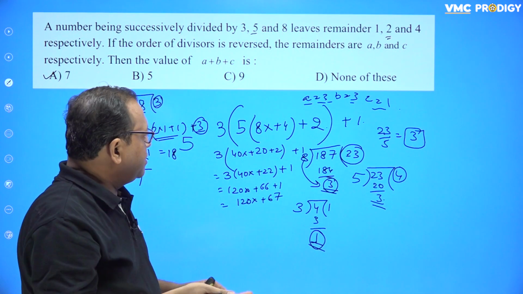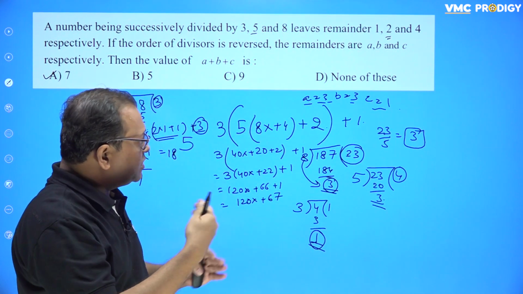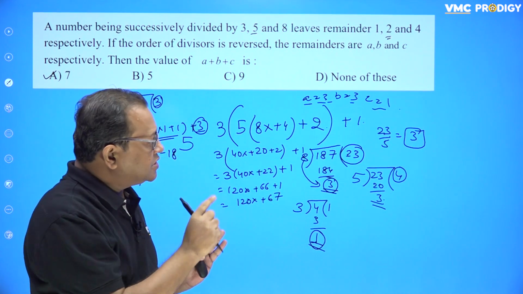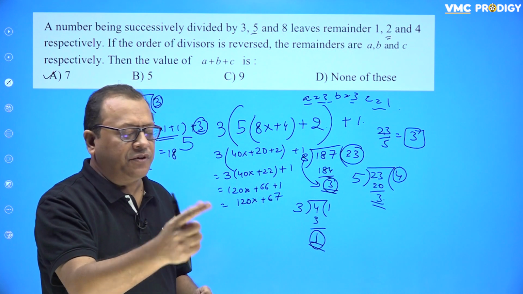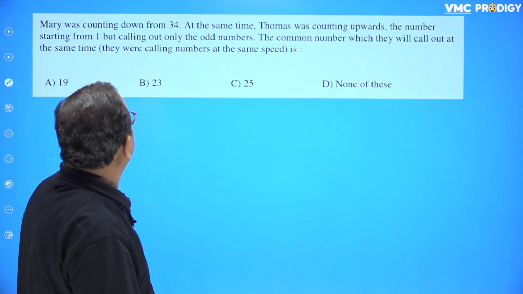This is the concept of successive division, which means the quotient of the first division becomes the dividend for the subsequent division. So this is what is meant by successive division. Pause this video for some time, try to understand what I'm trying to say, and then proceed further. Okay, let's move on to the next question.